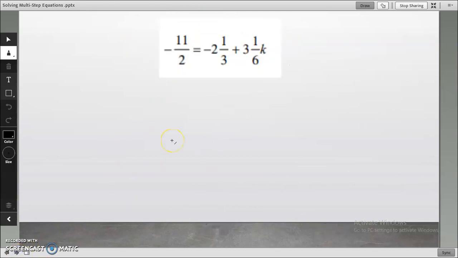All right, so the next example is an example with fractions. Usually when students see fractions, they get freaked out. Don't get freaked out with fractions. We can work around fractions. We can work with fractions.